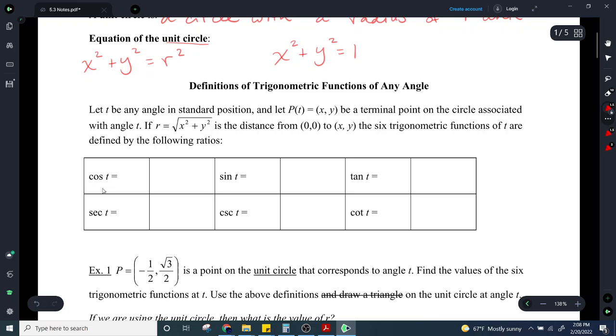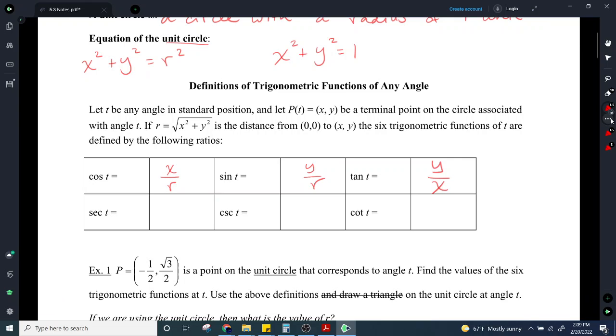The cosine of t is always defined as x. Let's be a little more general about it: it's always going to be x over r, whatever r is. Sine of t is always going to be defined as y over r. Pay attention to where I'm putting everything. And then tangent of t is going to be defined as y over x.